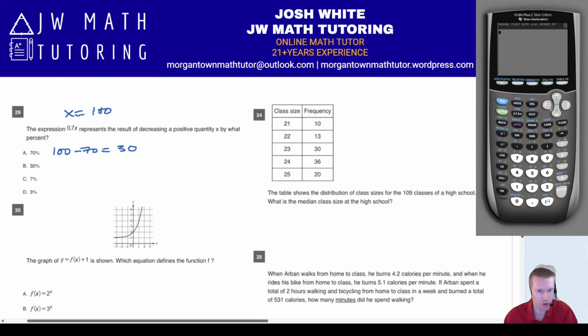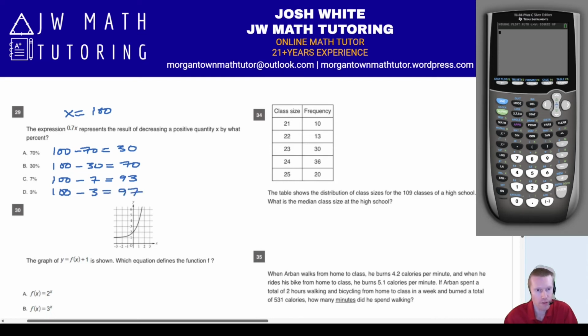If we looked at answer choice B, again, we're starting at 100, we're taking away 30%, so we're taking away 30, and we would end up at 70. Answer choice C, we would start with 100. Again, we would take away 7%, and so we take away basically just 7, and that would leave us at 93. And now answer choice D, we'd start at 100, we're taking away 3% of that, which is just 3, and we'd end up at 97.